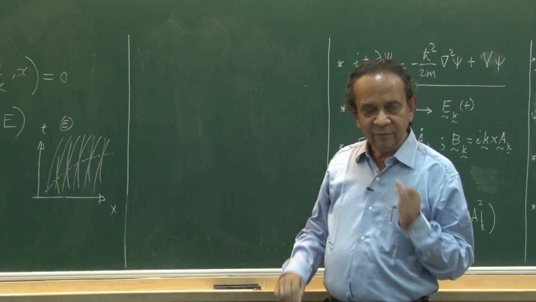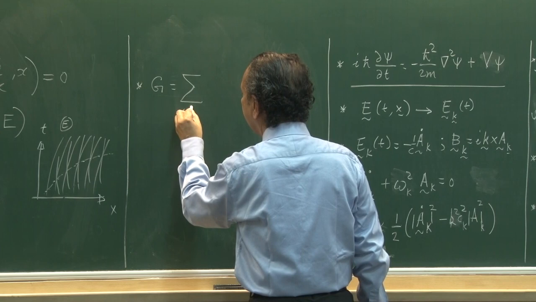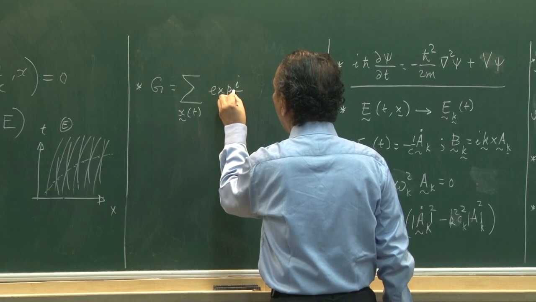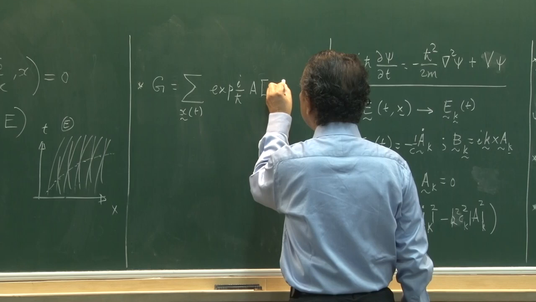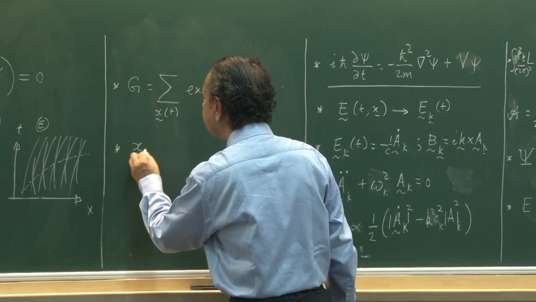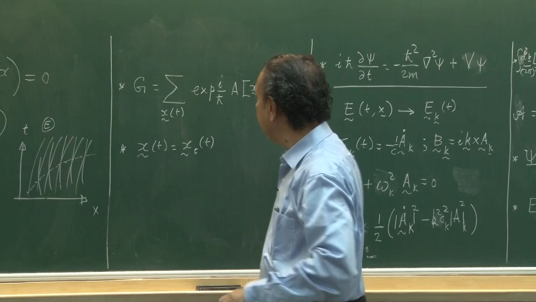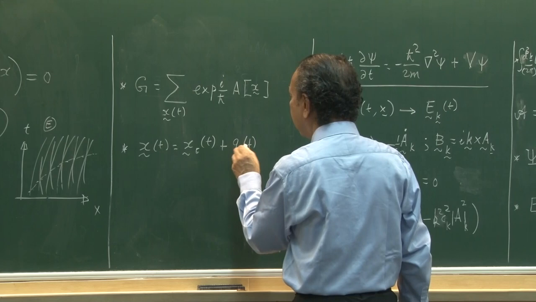The way you do that is the following. You have this G, which is the sum over all paths x of t of this exponential, e to the i over h cross A for this x of t. What I am going to do is sum over all paths connecting two endpoints. So I am going to classify those paths by saying let x of t, any x of t, be written as the classical path x_c of t, which you obtain by doing delta A equal to 0, then plus a deviation, which I call q of t. I am not assuming it is small, this is just q of t.